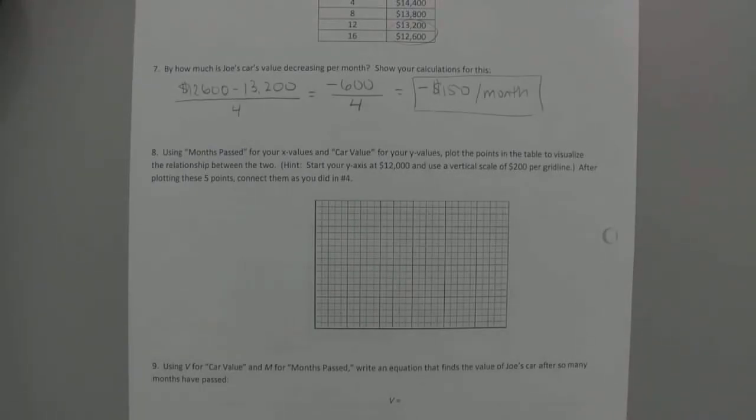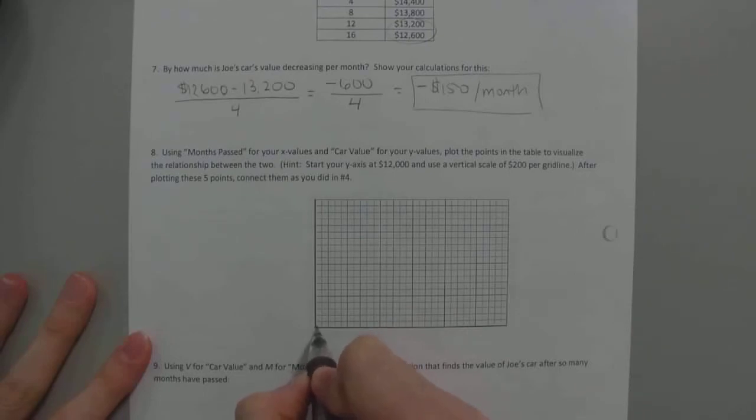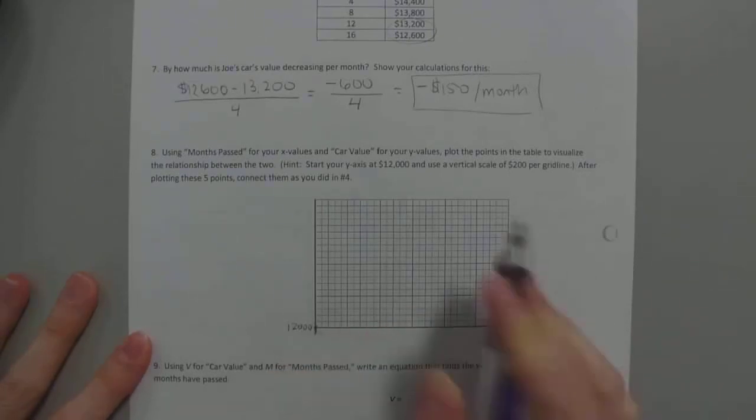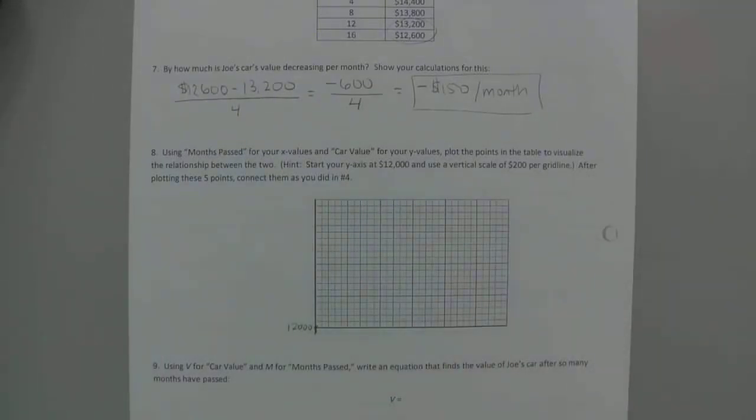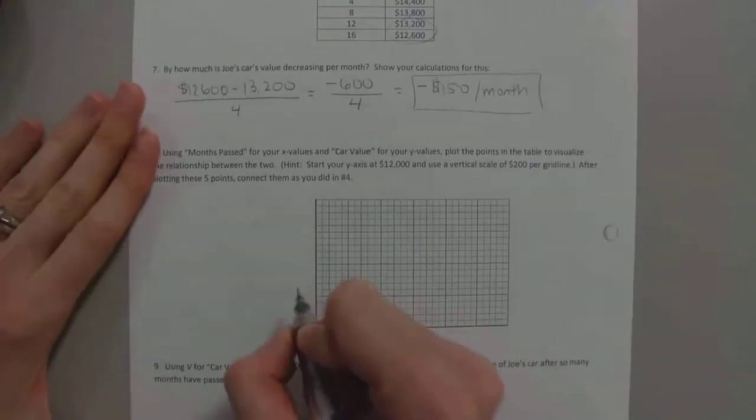Again, they give us a hint on what to put our scale at. So it says start your Y-axis at 12,000. So this is going to be kind of a misleading graph. I mean, if you wanted to go like this and try to show that you took a chunk out, you can, but we're going to start at 12,000. And it says use a vertical scale of 200 per grid.